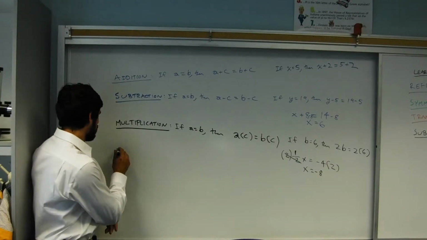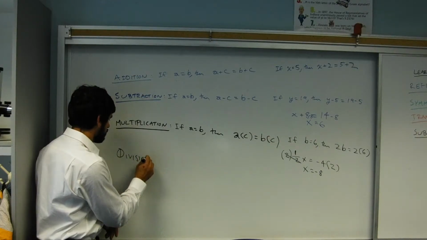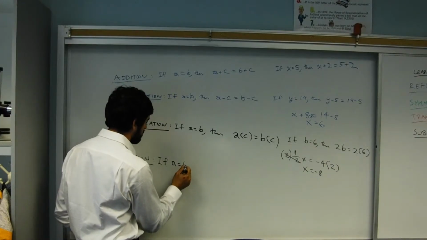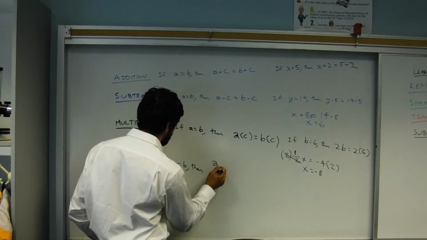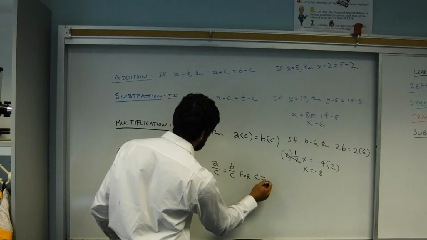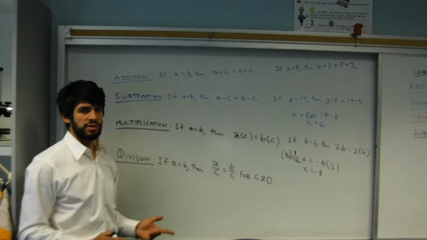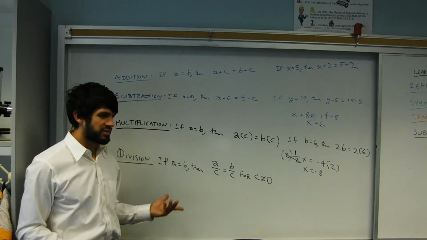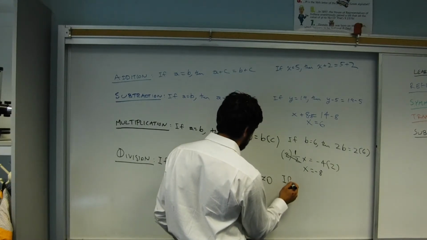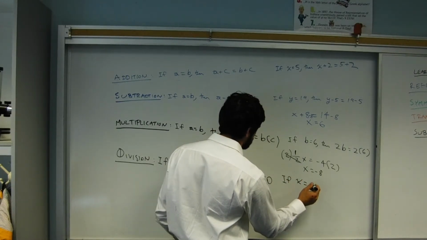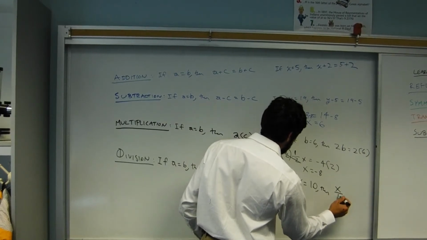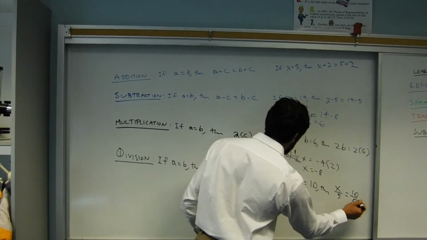We just have one more, which is our division property, which tells us that if a is equal to b, then a divided by c is equal to b divided by c for c not equal to 0. That's just because we cannot divide by 0. You're not allowed to do it. So an example of this would be like if x is equal to 10, then x divided by 5 is equal to 10 divided by 5.